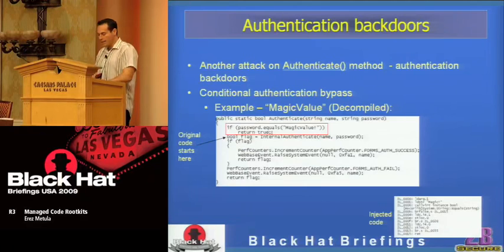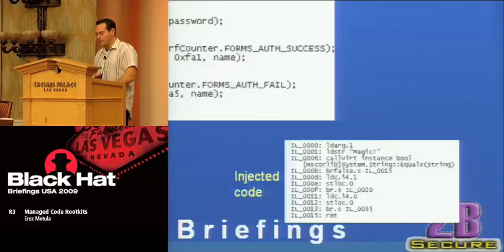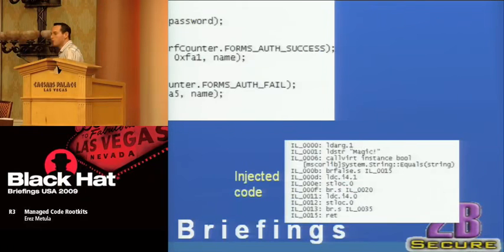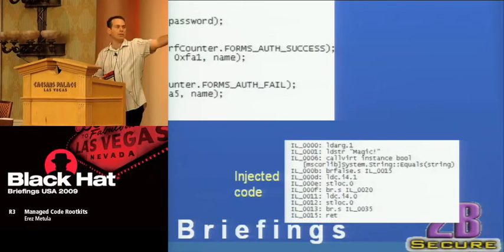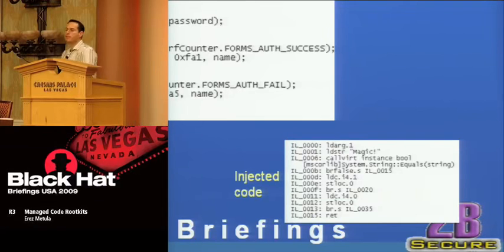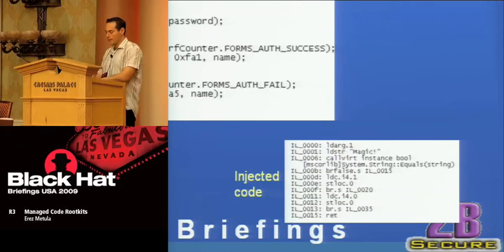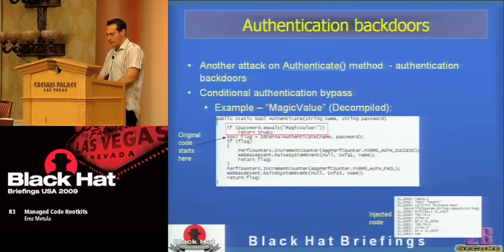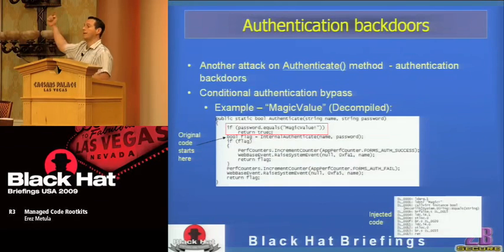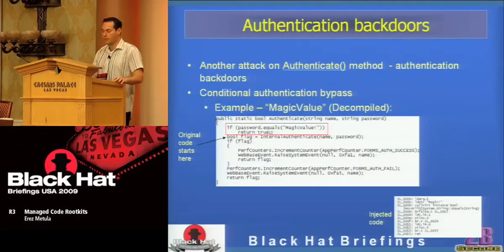Basically what I did, I added the same thing, and I added code that says if password equals magic value, and this is how it looks in the intermediate language representation, in the low level intermediate language: if the password equals magic value, return true. And if I decompile it, it looks something like this. This is a pre-injection, because here the injection is being performed at the beginning of the method.